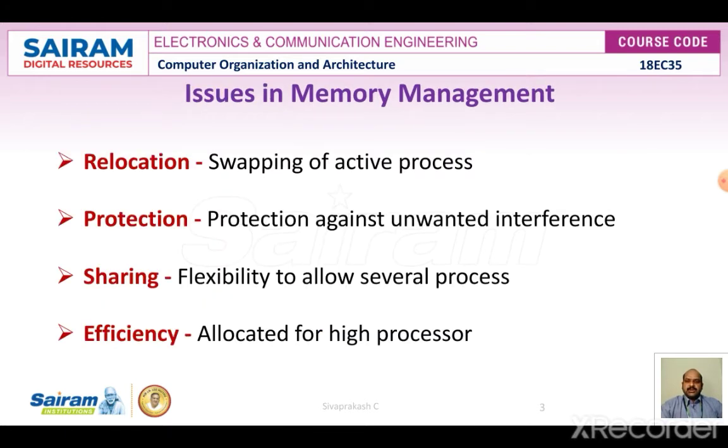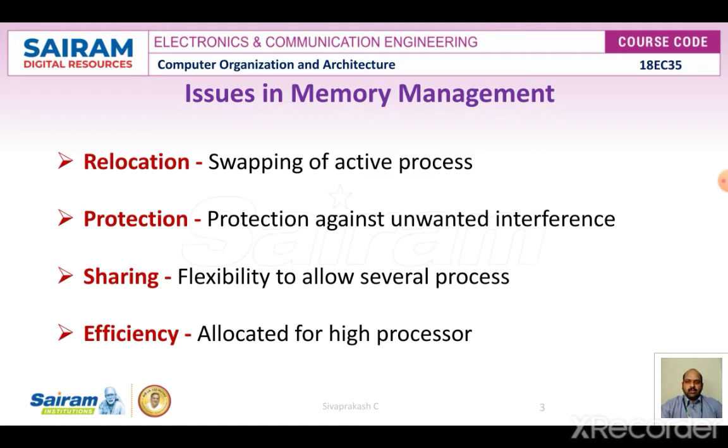Let us see some issues in memory management. There are four issues: relocation, protection, sharing, and efficiency. Let us see them one by one. First, relocation. Relocation is the swapping of active processes in and out of the main memory to maximize CPU utilization. The process may not be placed back in the same main memory region, so the ability to relocate the process to a different area of memory is called relocation.